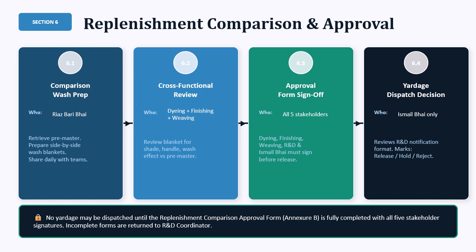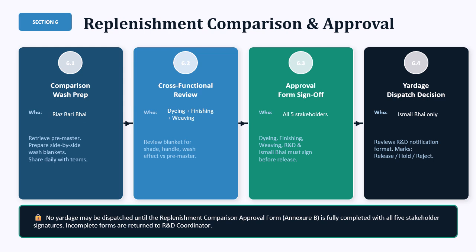Section 6 covers the replenishment comparison and approval process, the most critical quality control step before any yardage is released. Step 6.1, R&D coordinator 2 retrieves the pre-master fabric from stock and prepares side-by-side comparison wash blankets. These are shared with the relevant teams daily.